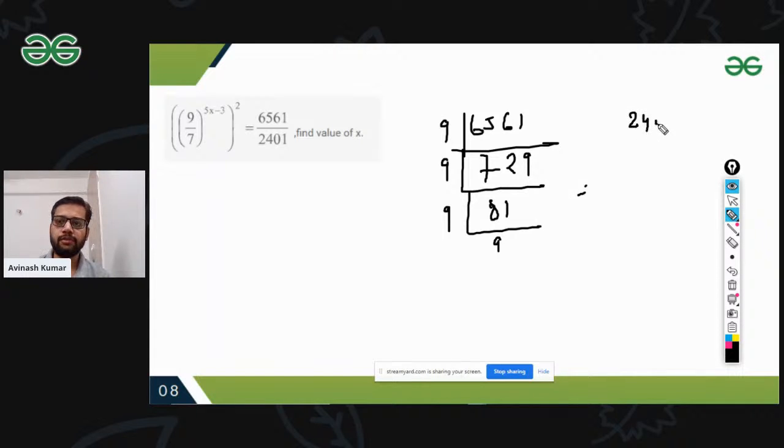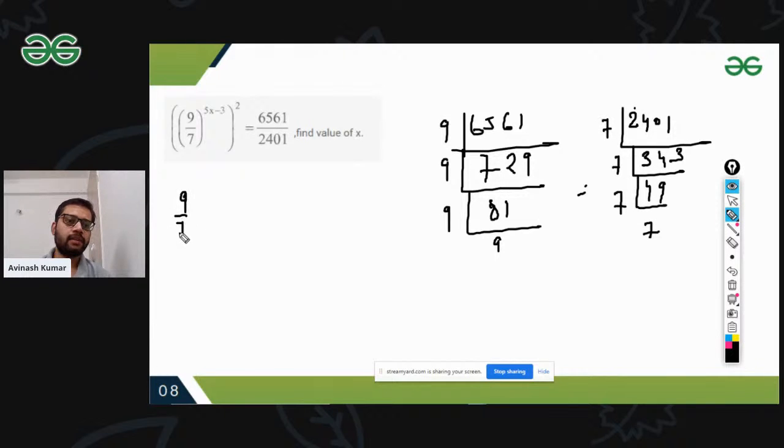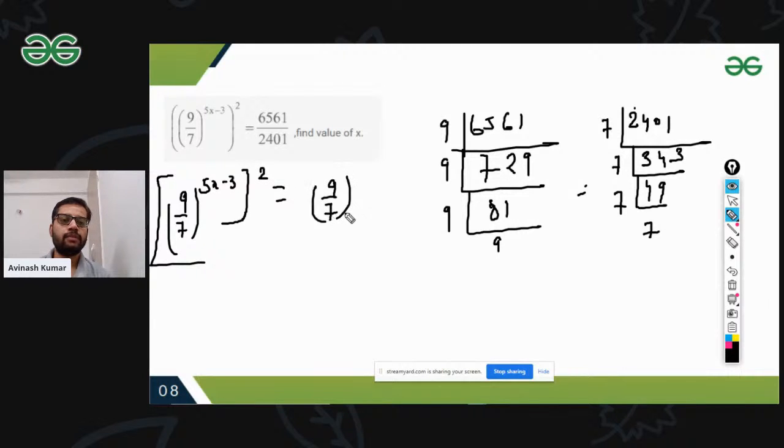Now check for 2401, okay. I am doing this on the basis of 7, because our base is 7. So on the denominator, 7 3s are 21, 7 4s are 28, 7 9s, okay. The 7 and the 7. So now this 9 by 7, I can write this as 5x minus 3, okay, and this completely written as 2, and this will also be written as 9 by 7 to the power 4.